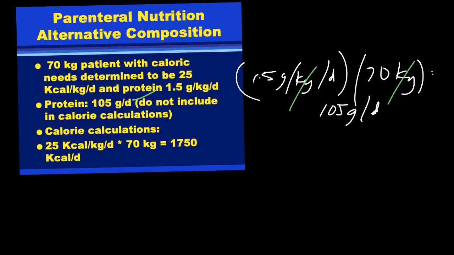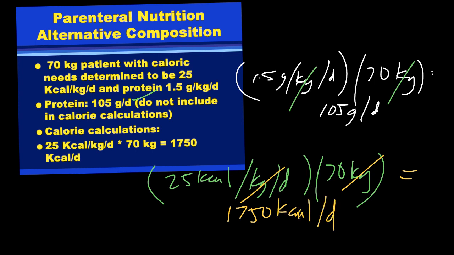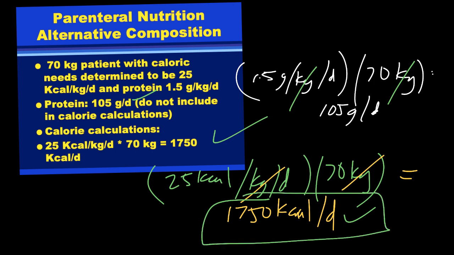Now the calorie calculations. He needs 25 kcals per kilogram per day times 70 kilograms. Cancel the units, that gives you kcals per day. That's 1750 kcals per day. Okay, so since his total energy requirement is 1750 kcals per day, remember, protein, according to this recommendation, is a separate source of energy, so don't include that.